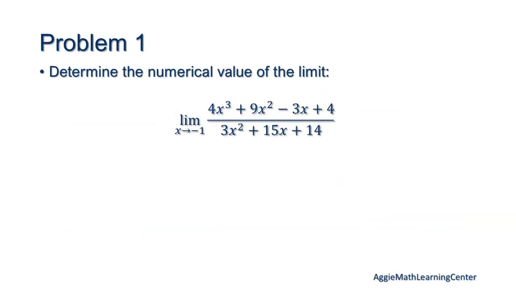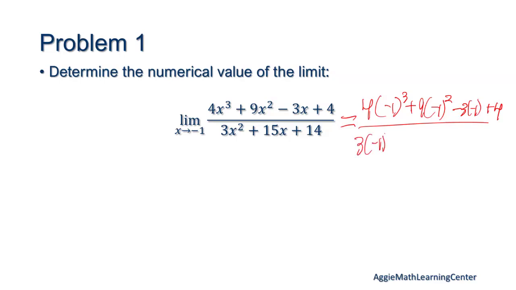Determine the numerical value of this limit. For any limit, I always just try to plug it in and see if it works out. If it doesn't, then we can see what we can do from there. So that's equal to 4(-1)^3 + 9(-1)^2 - 3(-1) + 4, all over 3(-1)^2 + 15(-1) + 14.